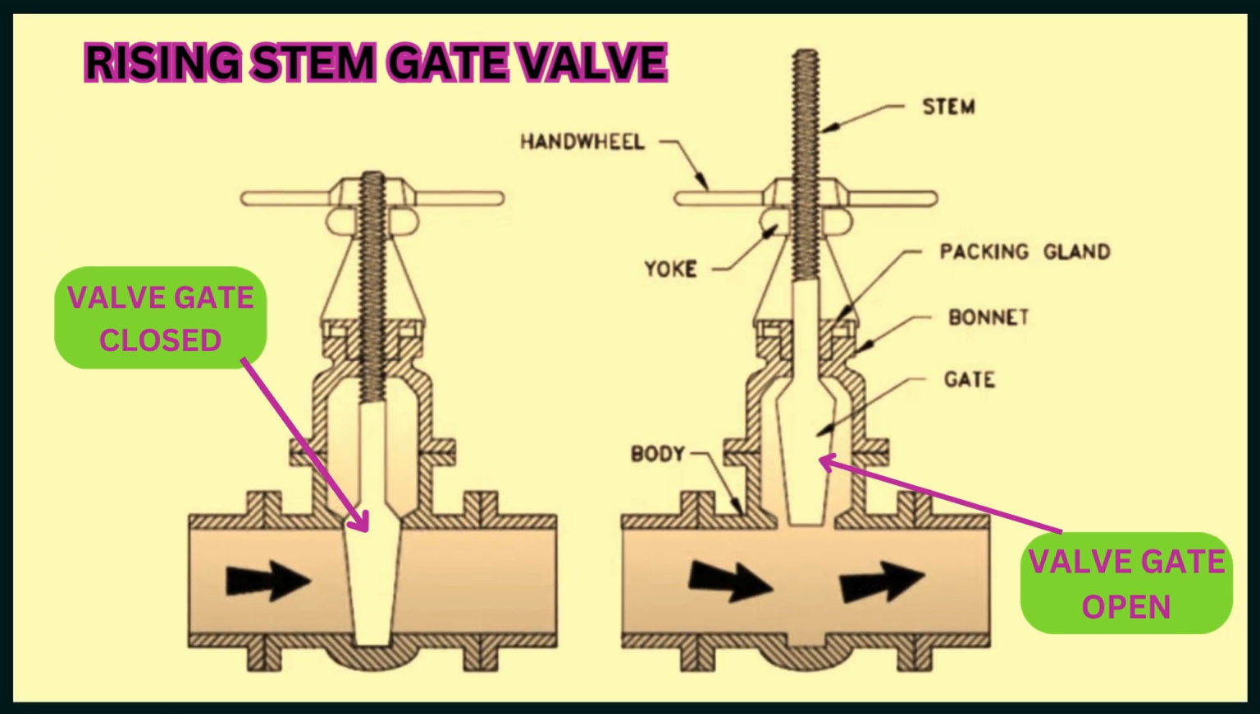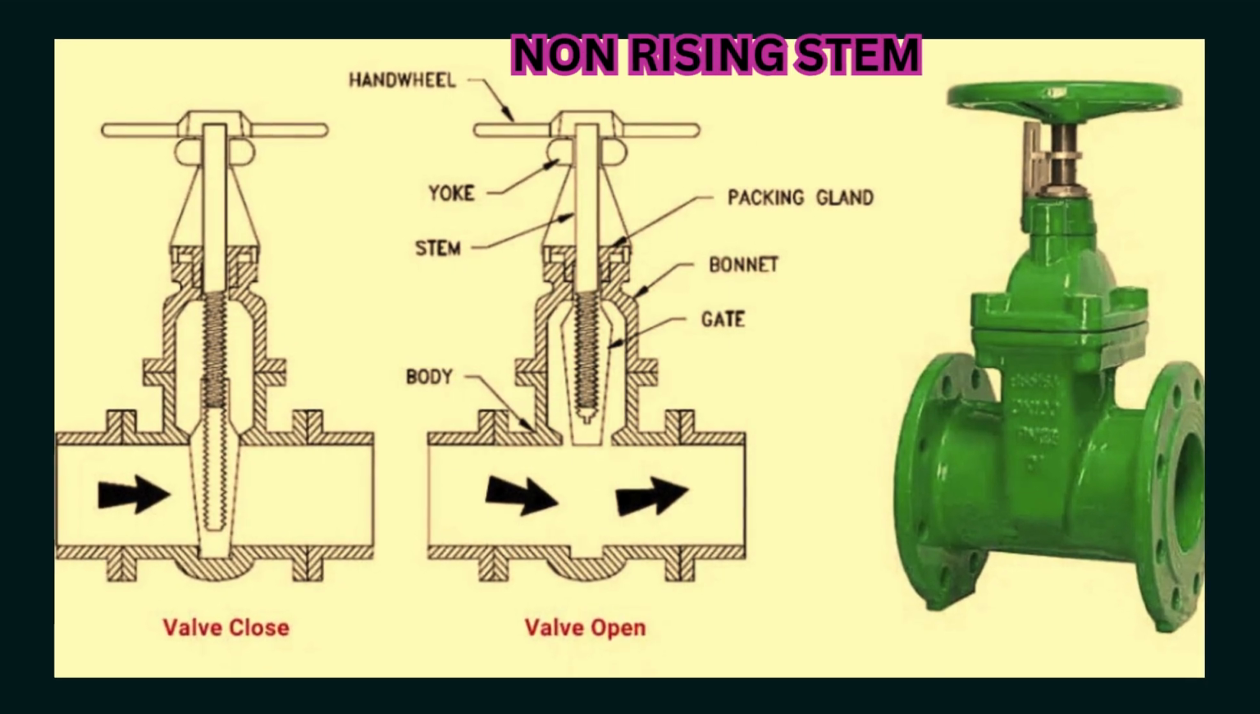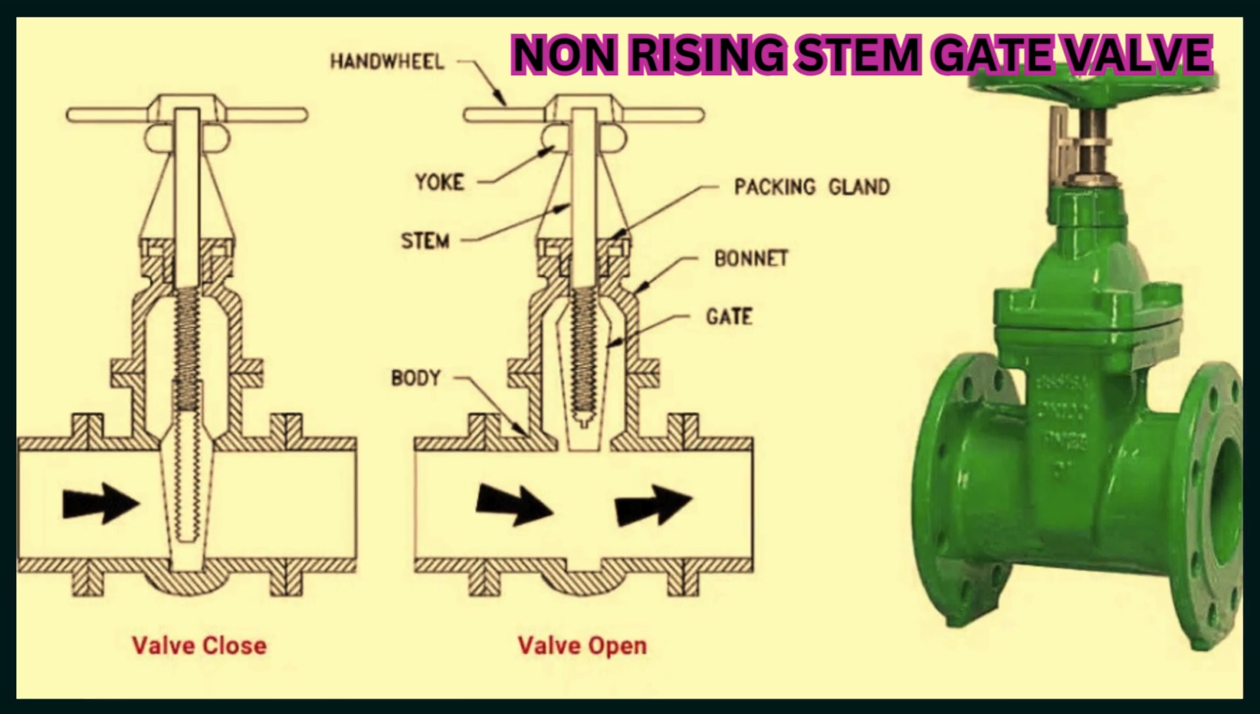Non-rising stem takes up less space and is an ideal choice where space is limited. Normally an open-close indicator is.